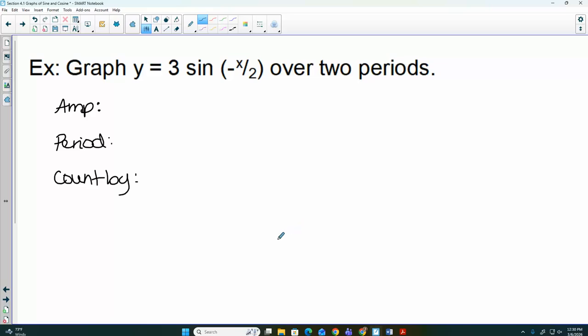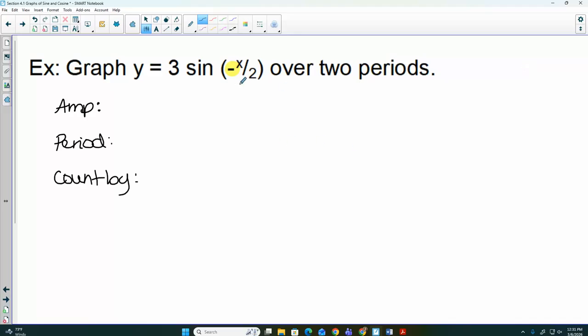Now, this problem is a little bit different because there is a negative on the x. If you remember from college algebra transformations, when there's a negative on the x, it flips it over the y-axis. We could certainly do that here, but we have everything set up to graph between 0 and 2 pi, so it gives us all the nice information. So what I'm going to do is rewrite this first.